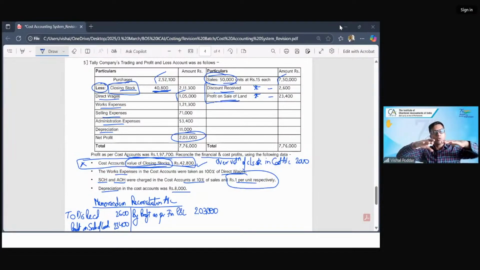Now it is a closing balance. Closing stock is a trade balance. So if it is overvalued, the profit will be higher. So the profit is higher in the cost sheet. What is my starting point? My starting point is P&L profit. So what we have to do is add. And if it is to be added, it has to be put on the same side as profit, that is the credit side.